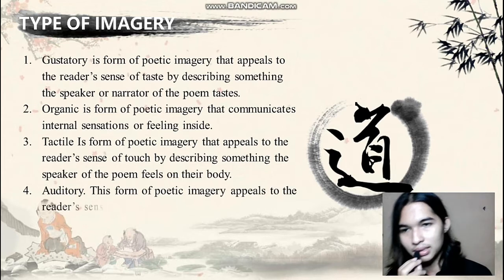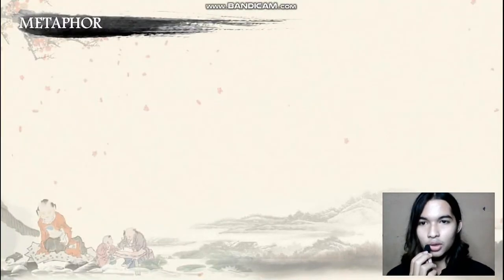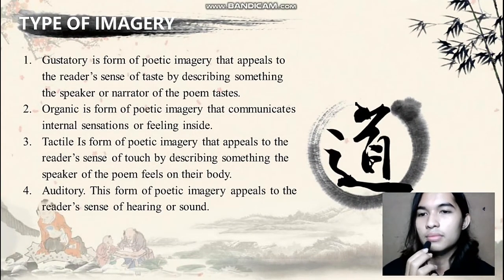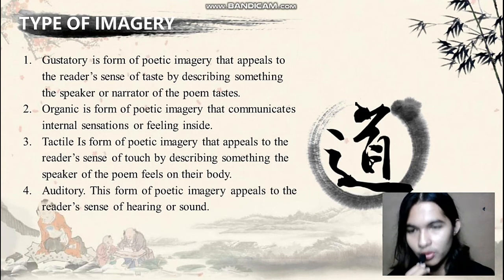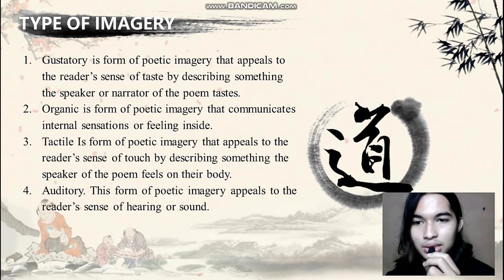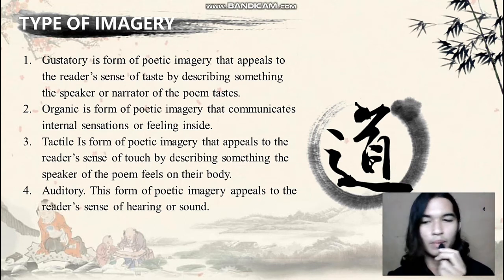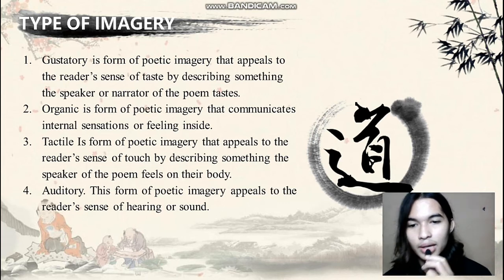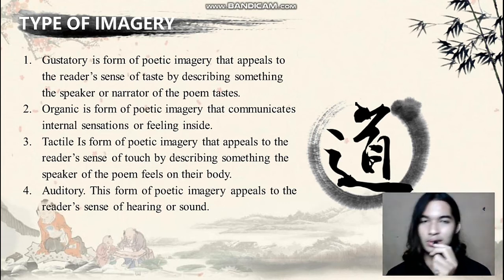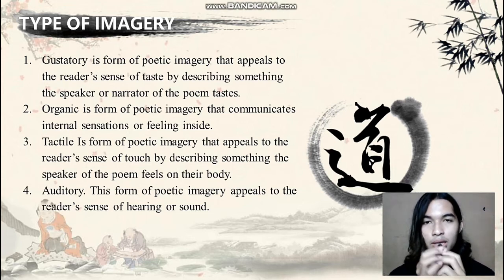And the next one we have organic. Organic is a form of poetic imagery that communicates internal sensation or feeling inside. And the fifth one we have tactile. Tactile is a form of poetic imagery that appeals to the reader's sense of touch by describing something the speaker of the poem feels on their body. In tactile, you can feel, and it includes texture and the many sensations human beings experience when touching something.